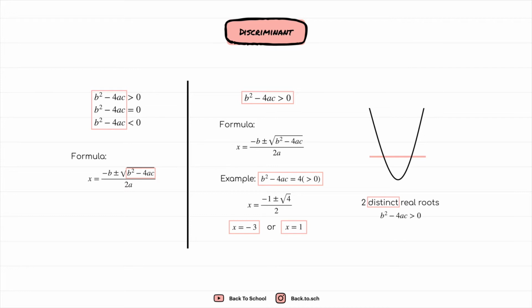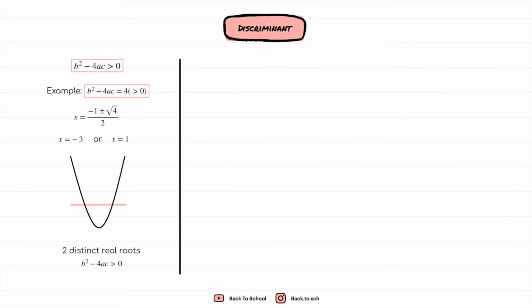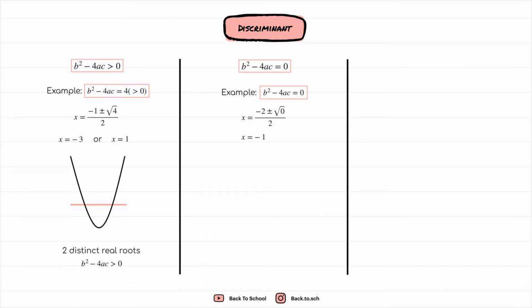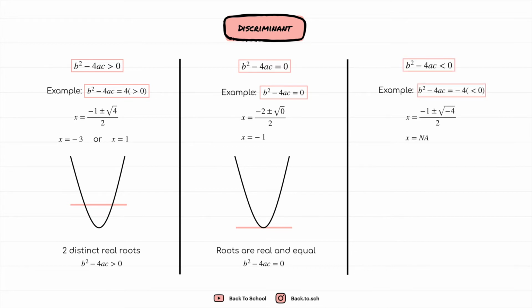Now, we can follow this train of thought and see that when the discriminant is 0, there is indeed only one solution. So, hence, one real root or roots are equal. And when the discriminant is lesser than 0, there are no solutions, since you can't square root a negative number. Hence, your roots are not real, meaning there are no real roots.